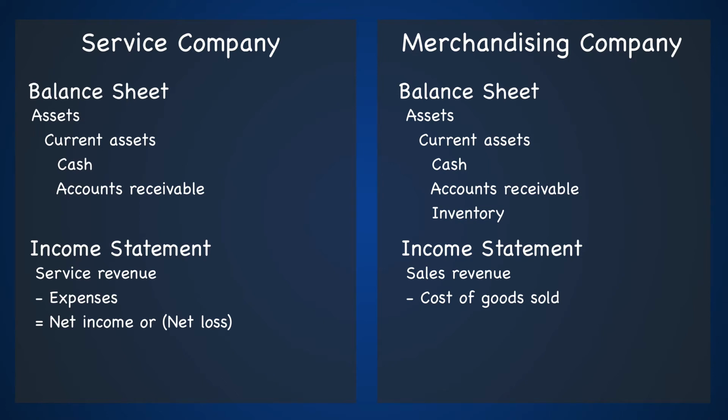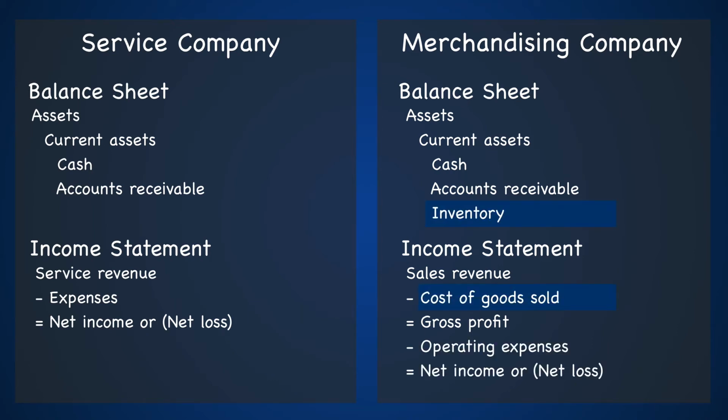If we subtract the cost of goods sold from sales revenue, we get a new subtotal called gross profit. And from that, we subtract the remaining operating expenses. You can see here that the expenses are listed in multiple steps, and we'll refer to this as a multi-step income statement. So remember, for a merchandising operation, we have at least two new accounts: inventory and cost of goods sold. When accounting for inventory, we can use one of two systems: a perpetual system or a periodic system.